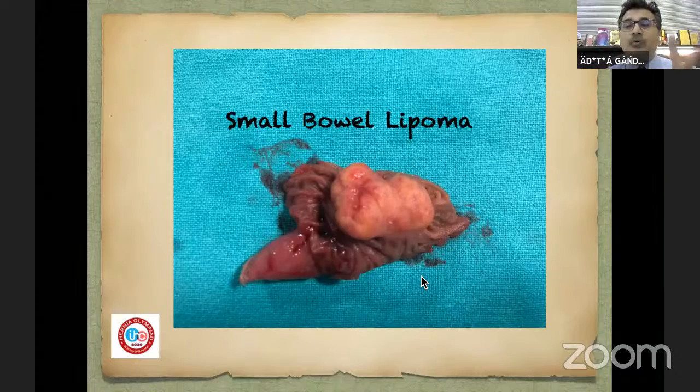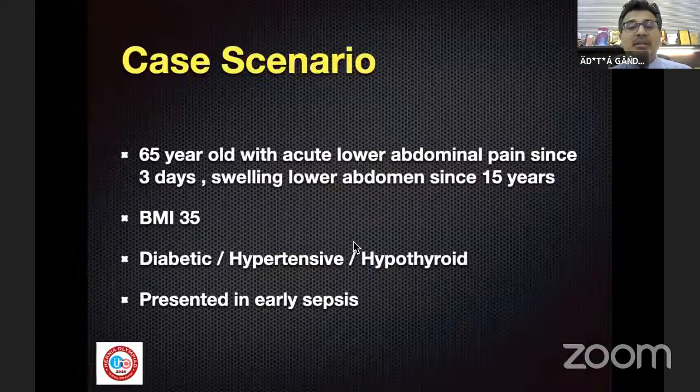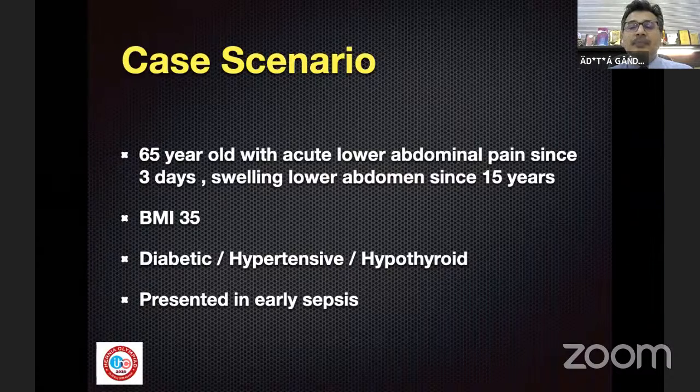I can tell you that. And he would have come with a gangrene. So again, something to learn from this case. A 65-year-old gentleman, acute lower abdominal pain since 3 days, swelling, diabetic, hypertensive, and comes in sepsis.